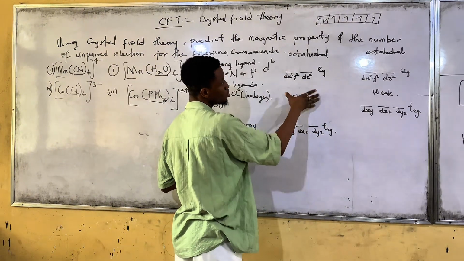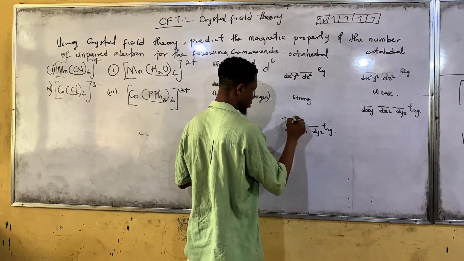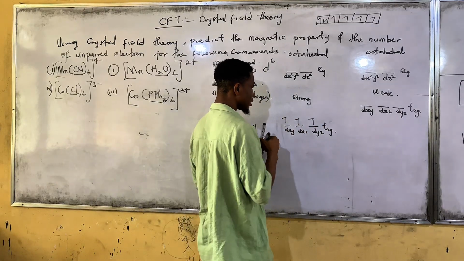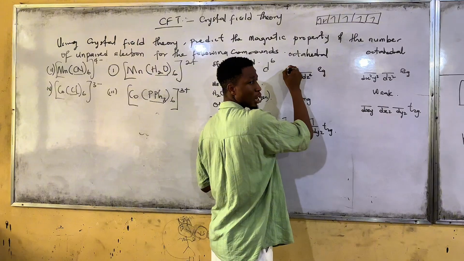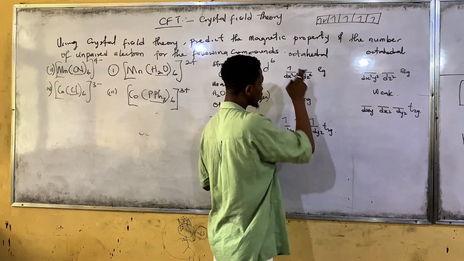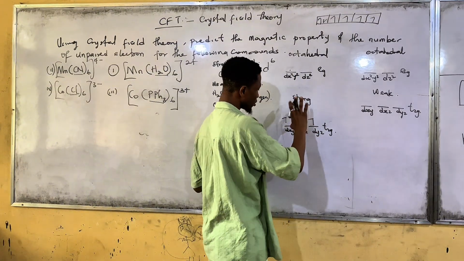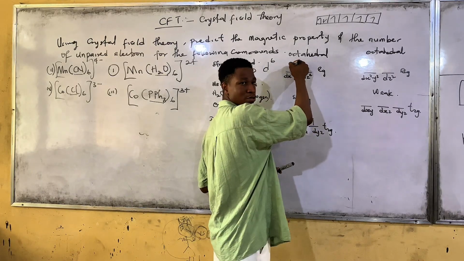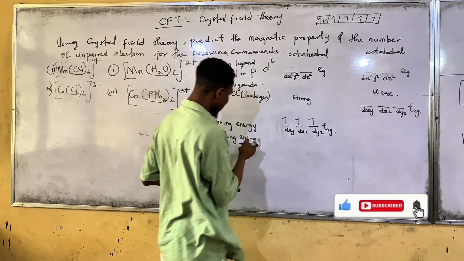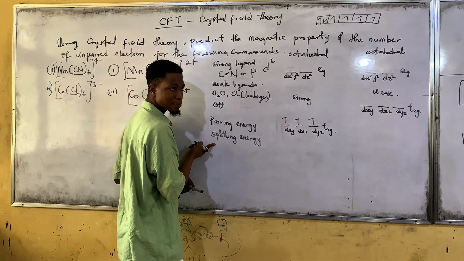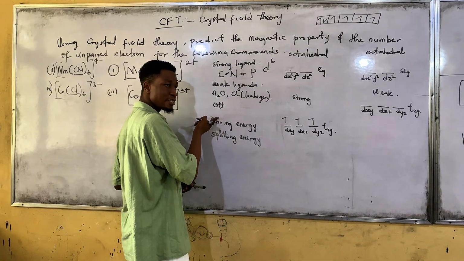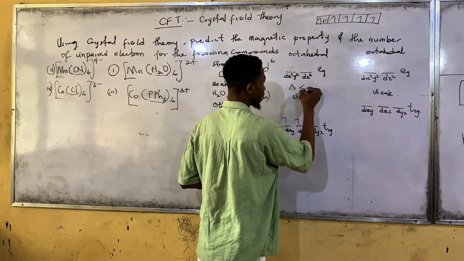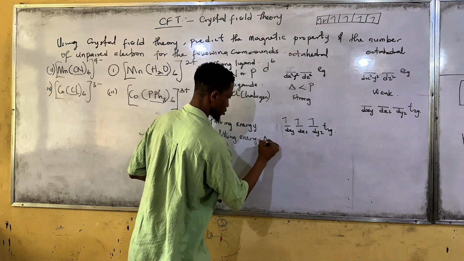So for a strong field, you still fill your electrons 1, 2, 3. Now the fourth electron should naturally come here, but it would not. Why? Because the distance is too far, so the electron cannot jump here. It means that the energy it will use to split is lesser than the energy it will use to pair. So here you say splitting energy is lesser than pairing energy.